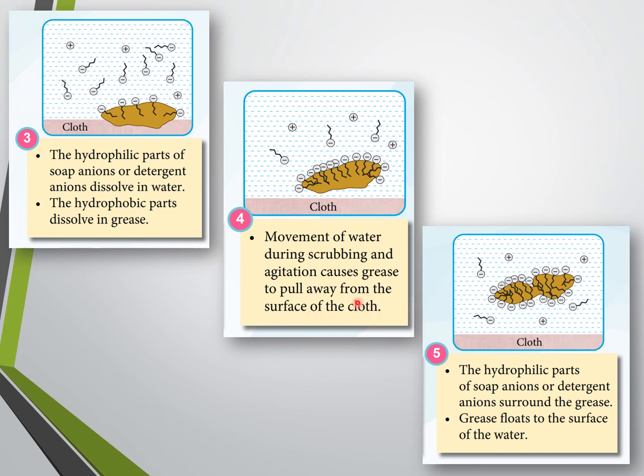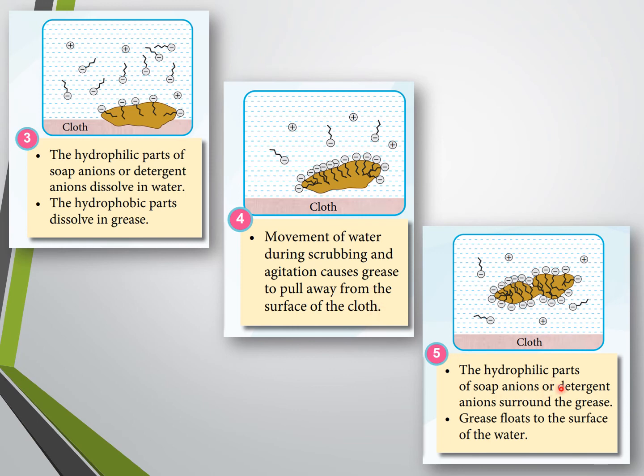surface of the clothes. In the old days, they would throw the cloth onto the stones by the river, that's the picture. Or in the washing machine, the process of swirling is a process where the grease is pulled away from the surface of the cloth.